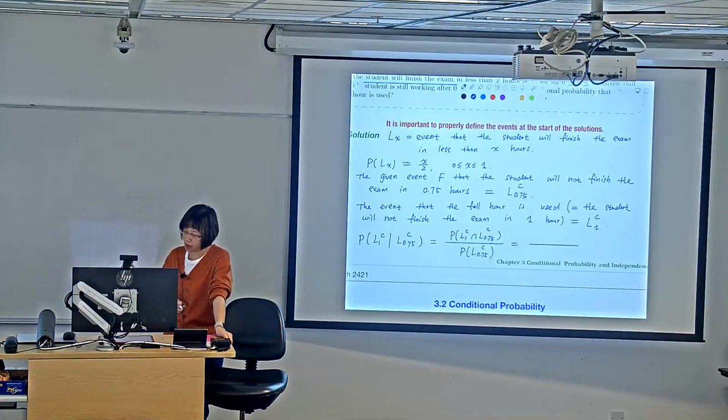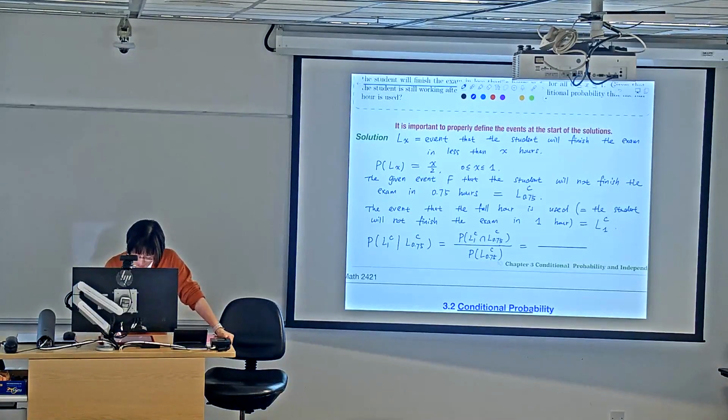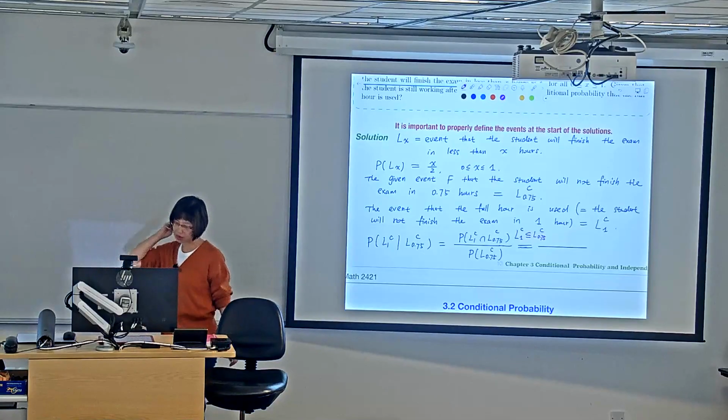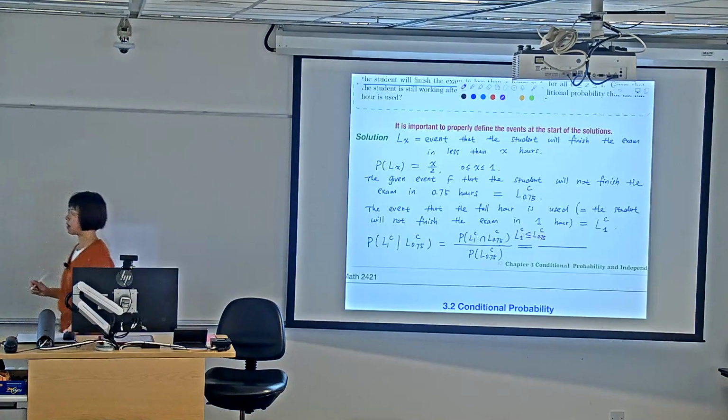So we are given the property L_x. To find the complement, it's just 1 minus the property L_x. And in the numerator, when you simplify this intersection of two events, there is a relationship: the L_1 complement is contained in the L_0.75 complement. This means that the event that the student will not finish the exam in 1 hour implies that the student will not finish it in 0.75 hours.